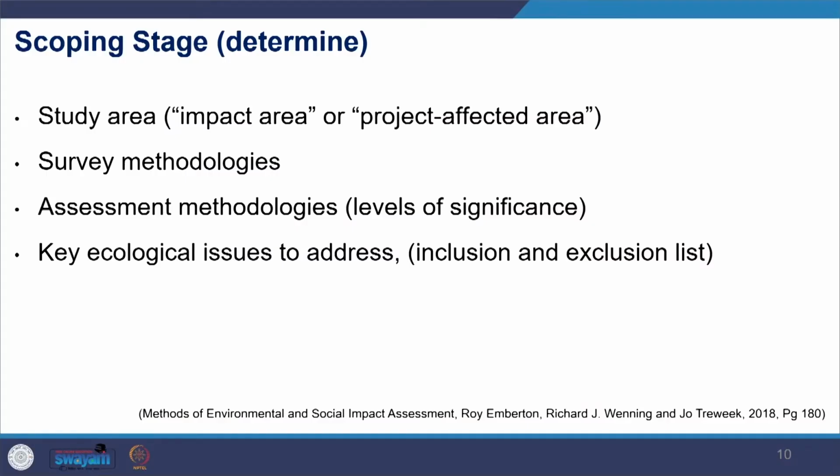So at the scoping stage, what do you really determine? What do you really try to find out? At the scoping stage, you try to find out the study area. So what will be the impact area? How much area you have to study? You can call the same the project affected area, the impact area. So you need to identify that, delineate that. You need to understand how much area one needs to study, so that you come to an understanding with the agency, and then you will see how much area you really need to cover in your baseline assessment.